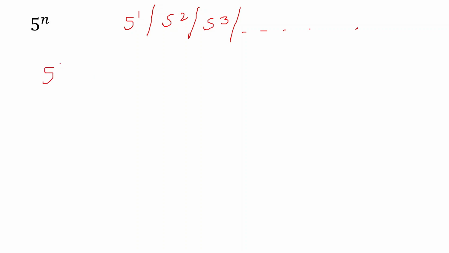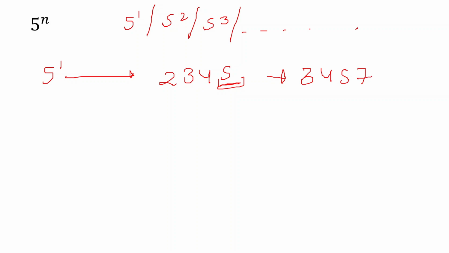Suppose you want to check the divisibility rule of 5. Suppose this number is written there. This number is divisible by 5 because the last digit is divisible by 5. Let's write any other number that is not divisible. This number is not divisible by 5 because the last digit is not divisible by 5.